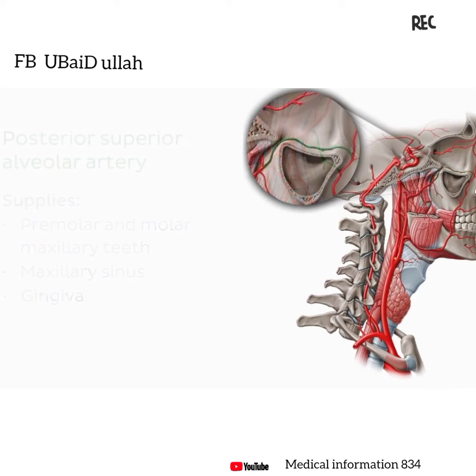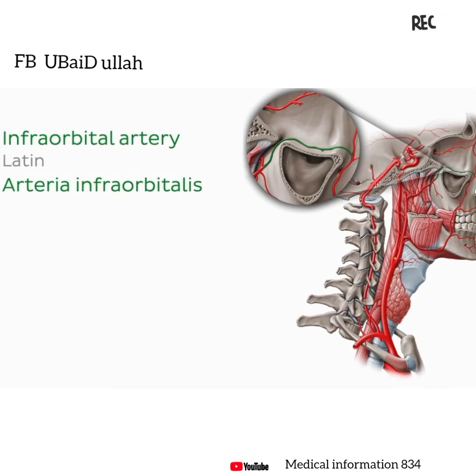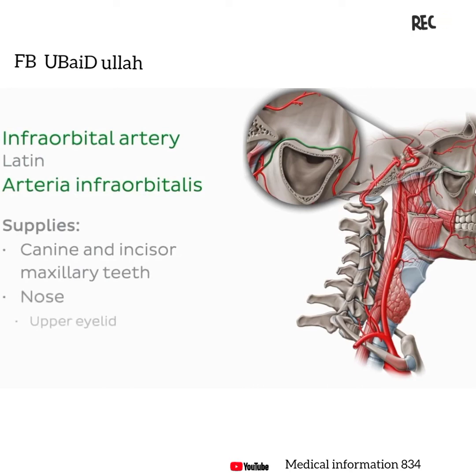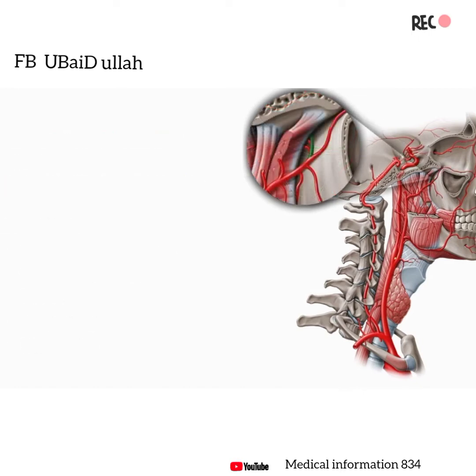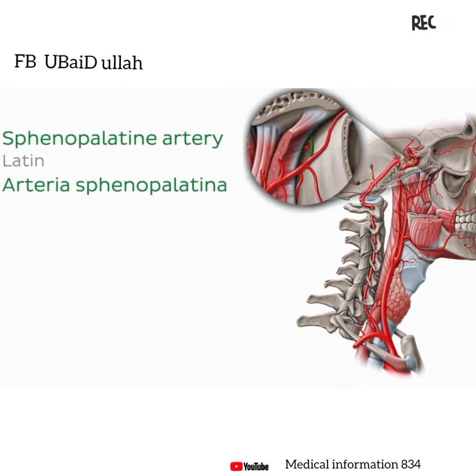Following along the pterygopalatine part of the maxillary artery, our next vessel of interest is the infraorbital artery. This vessel passes via the inferior orbital fissure, infraorbital groove of the orbit, and infraorbital foramen, where it gives off the middle and anterior superior alveolar arteries. These supply the canine and incisor maxillary teeth, as well as parts of the nose, the upper eyelid, and the upper lip.